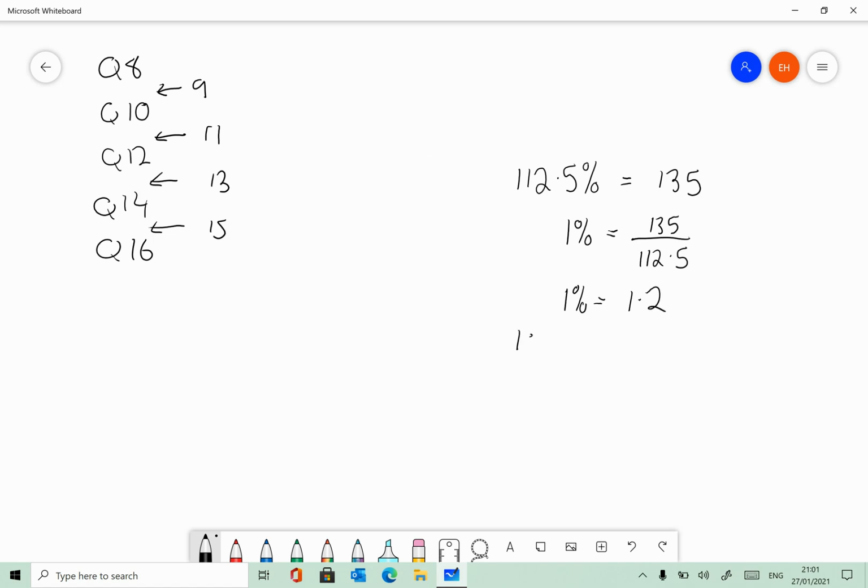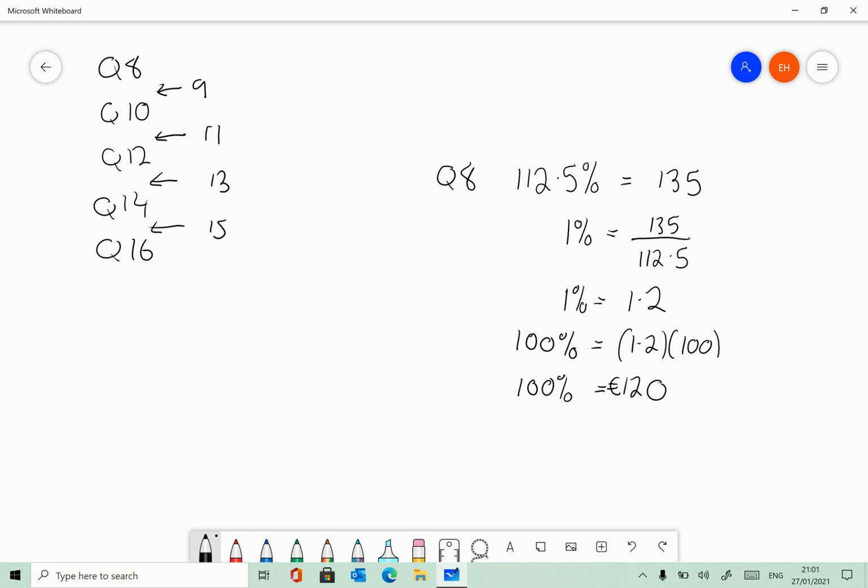1.2. So therefore 100% must equal 1.2 multiplied by 100. So multiply that by 100, and 100% is equal to €120. So the price without the VAT was €120. So that means there was €15 VAT. So that was question 8.